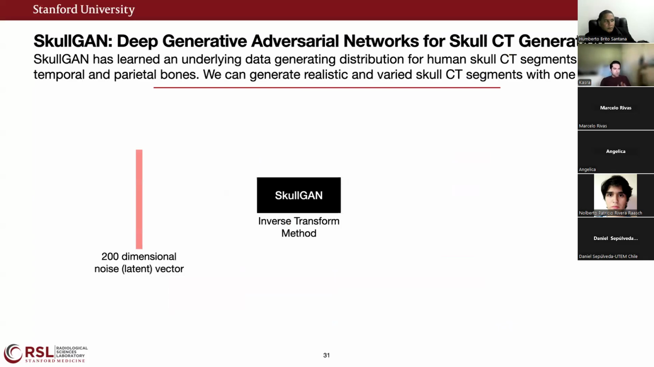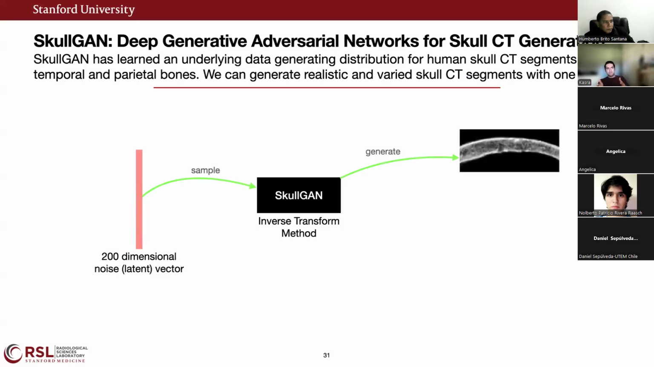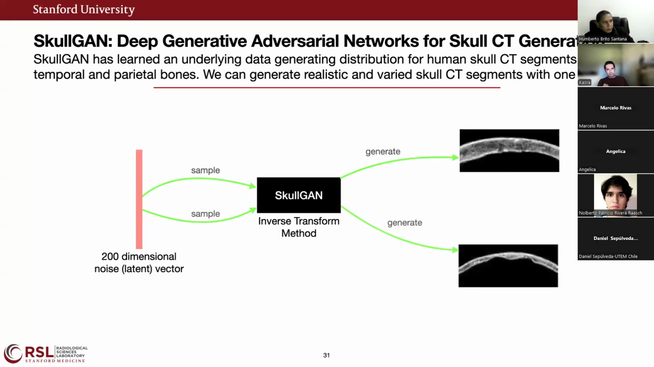SkullGAN, at its core, has these generative adversarial networks. After we have trained them, each time we just sample from a 200-dimensional noise vector, that's the latent space, and it generates a skull CT for us, a skull CT segment to be specific. Again, you can sample another noise vector, and it can generate another skull CT for you.